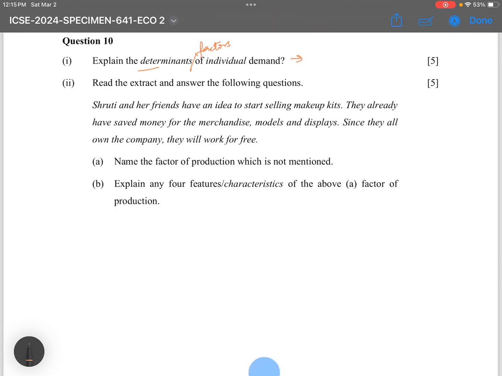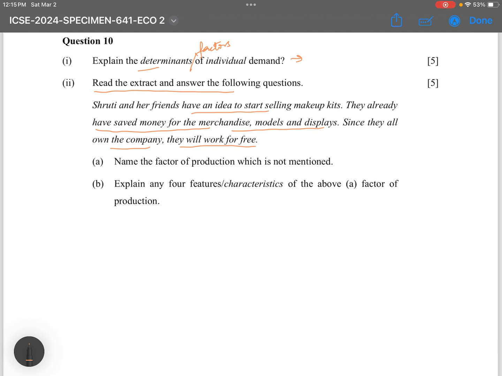Now we have come to the last question. Read the extract and answer the following. Shruti and her friends have an idea to start selling makeup kits. Idea means we are talking about entrepreneurs. They already have saved money for the merchandise, so it means capital is being talked about. Since they all own the company, they will work for free. It means labor being provided is free.